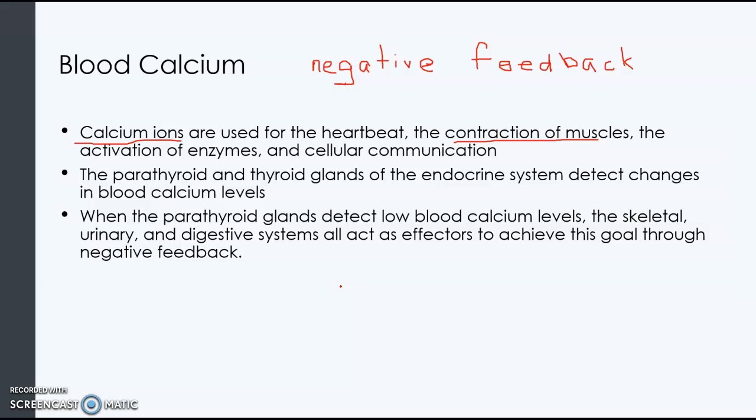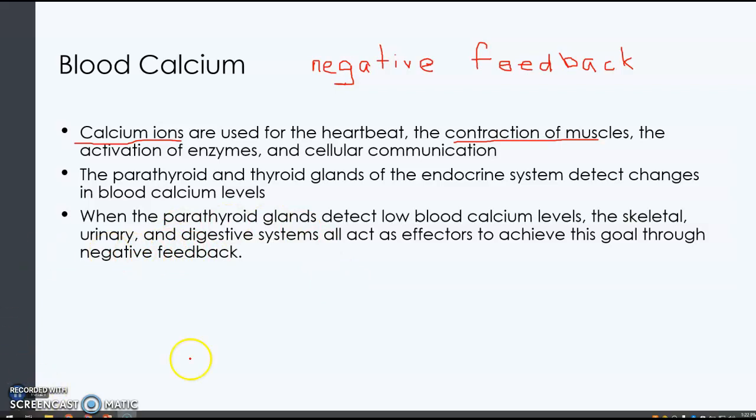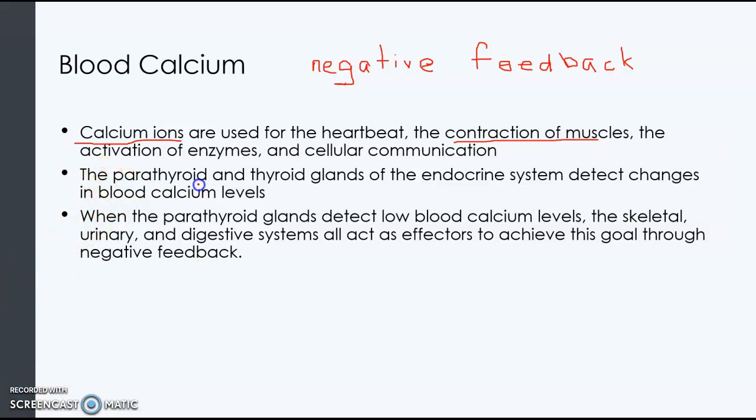If you just look at the way that calcium affects muscle contraction, calcium ions being out of balance can lead to paralysis. So if your breathing muscles are paralyzed, you can't breathe. So that's just one example of how important they are. The glands of the endocrine system that help regulate the levels of calcium in the blood are the parathyroid and the thyroid glands.